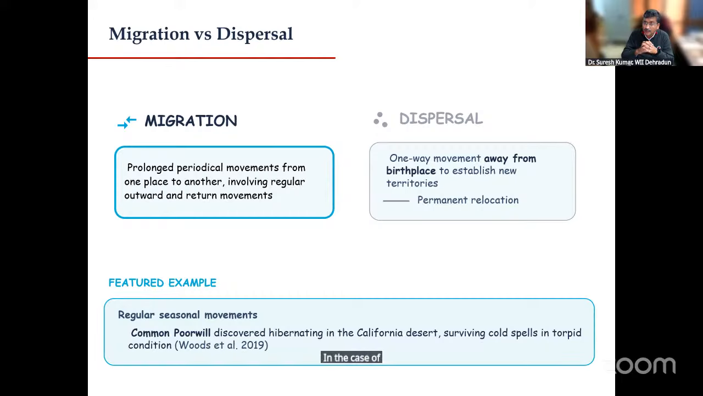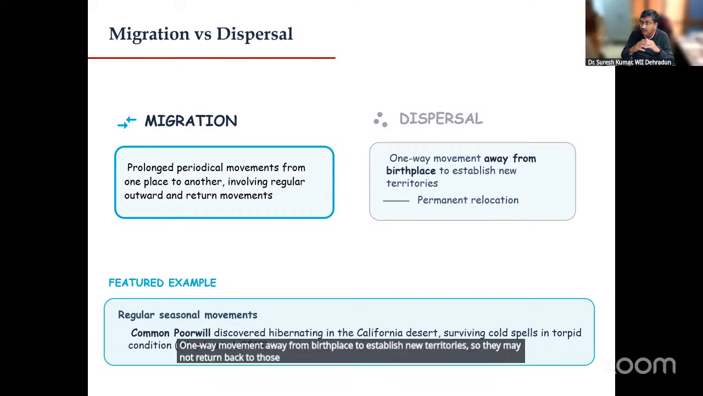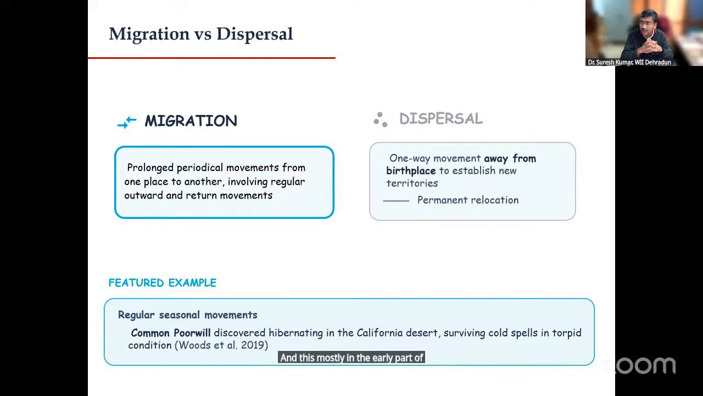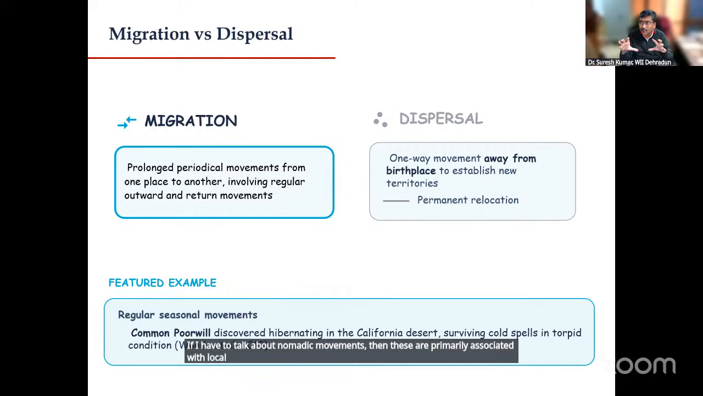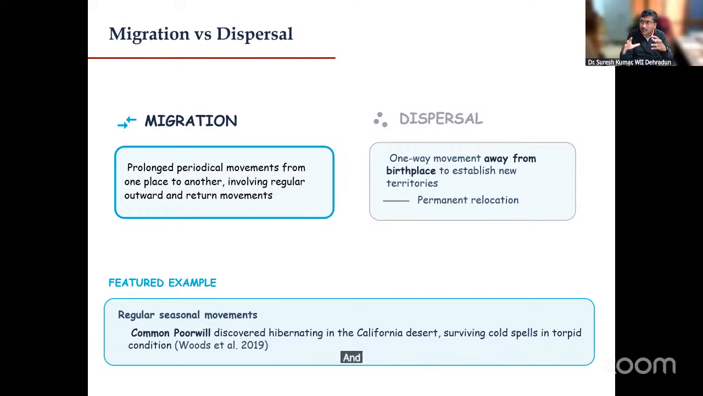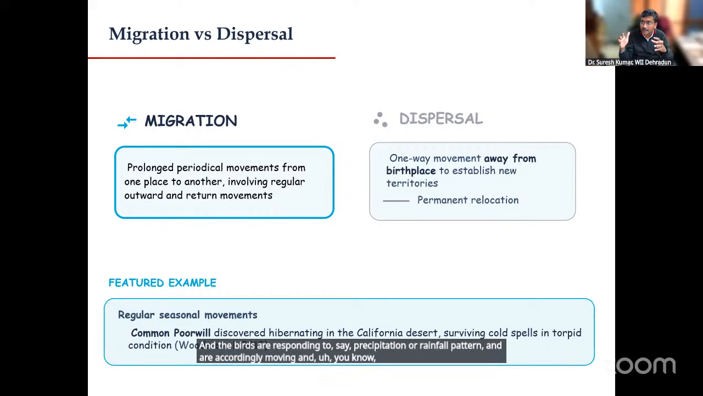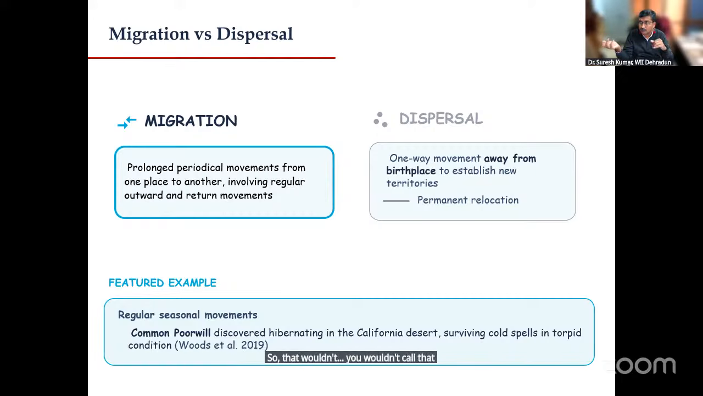In the case of dispersal, it is a one-way movement away from the birthplace to establish new territories. So they may not return back to those areas. So that's dispersal, and this is mostly in the early part of their life. If I have to talk about nomadic movements, then these are primarily associated with local environmental cues, and the birds are responding to, say, precipitation or rainfall patterns, and are accordingly moving, and it is not fixed in any particular year. So you wouldn't call that a migration.